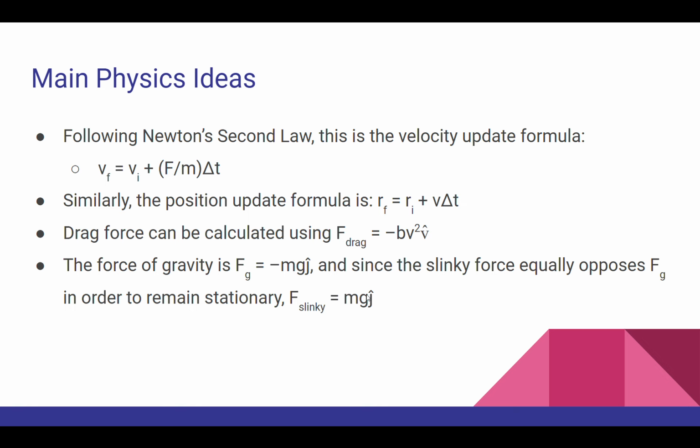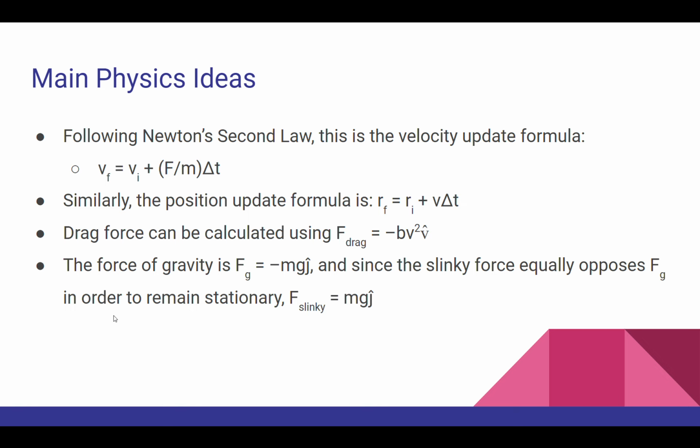Some of our ideas for physics include Newton's second law, which here we can derive the velocity update formula, which says that Vf equals Vi plus F over m times delta t. And in the same sort of direction, the position update formula is Rf equals Ri plus V delta t. Our drag force is given as a simplified formula called F drag equals negative B V squared times V hat, which is the normalized version of the velocity vector. The force of gravity is Fg equals negative mg times j hat, which is the direction of y.